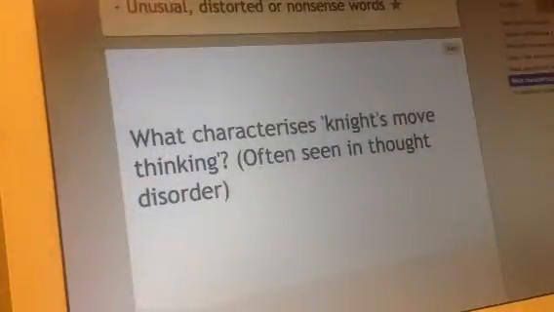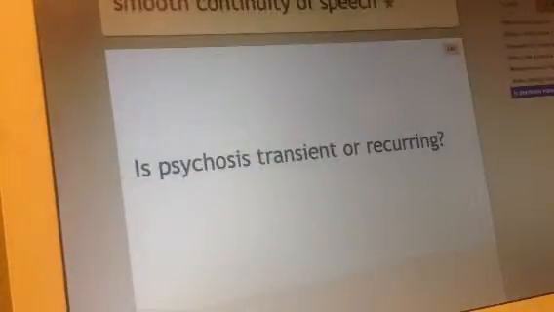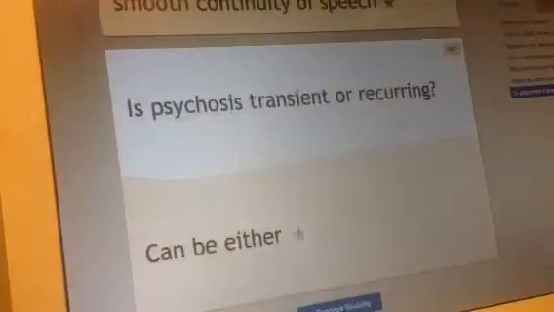What characterises knight's move thinking, which is often seen in thought disorder? Tangential associations between ideas that lead to disruptions in the continuity of speech. Is psychosis transient or recurring? It can be either.